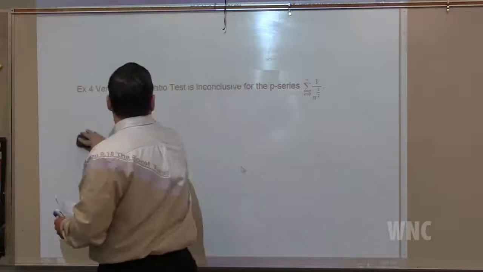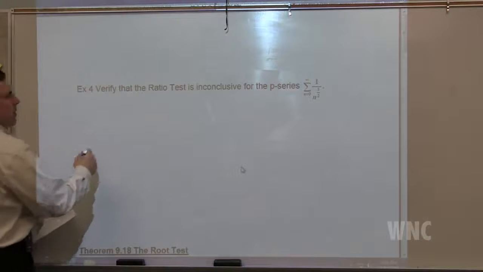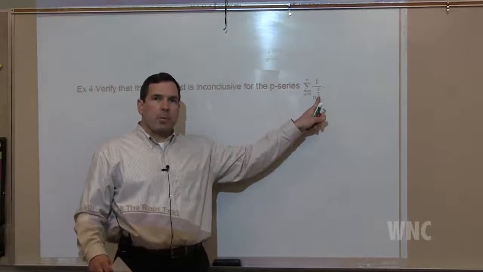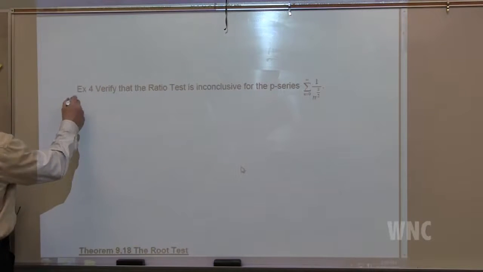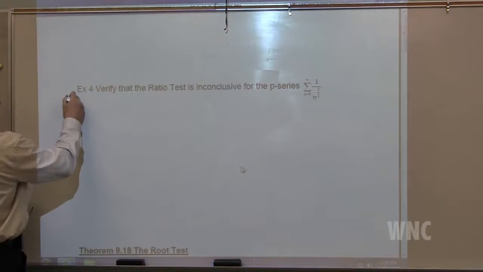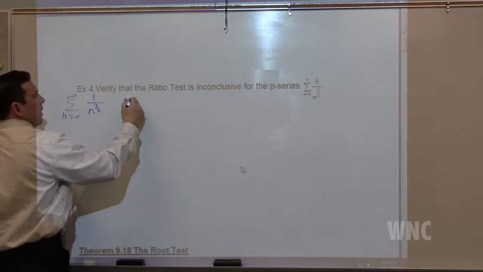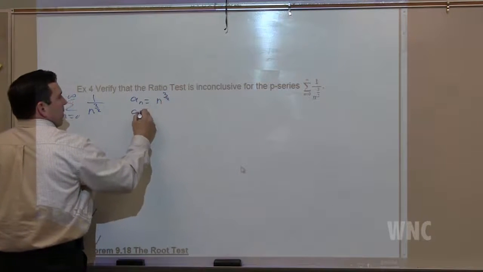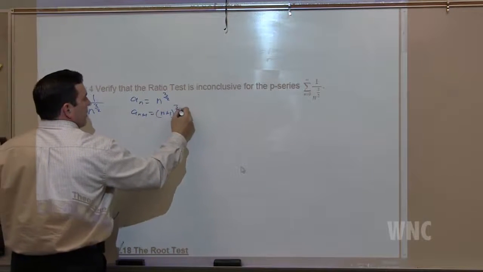Okay, so it's verified the ratio test is inconclusive for the p-series. We know this p-series will converge because the power is bigger than 1 here, right? So we have the sum as n goes from 0 to infinity of 1 over n to the 3 halves. Our a sub n would be 1 over n to the 3 halves, and a sub n plus 1 would be 1 over n plus 1 to the 3 halves.